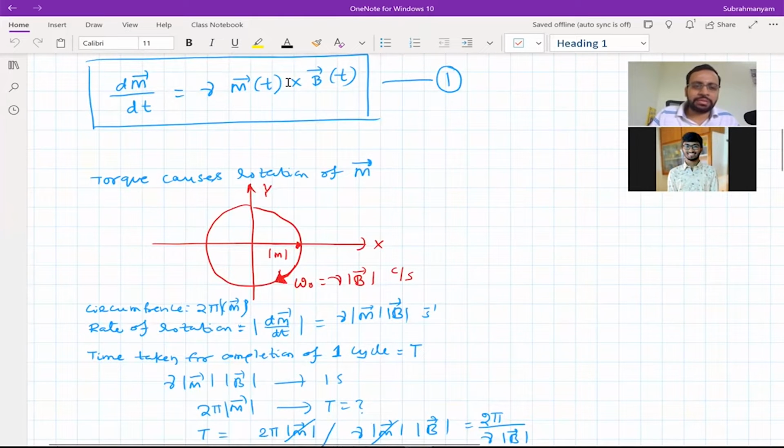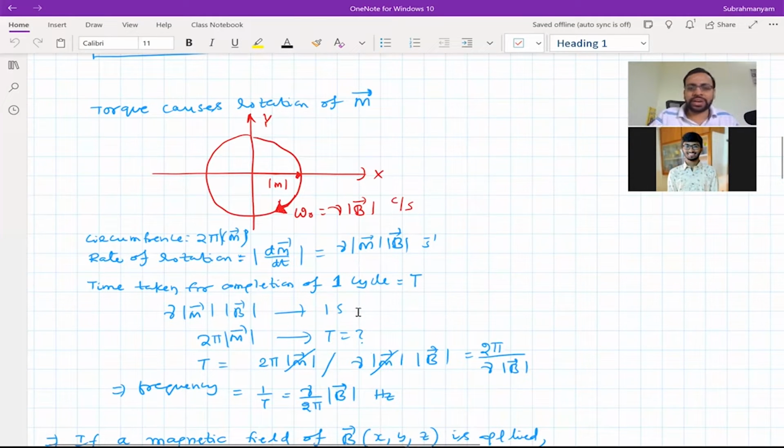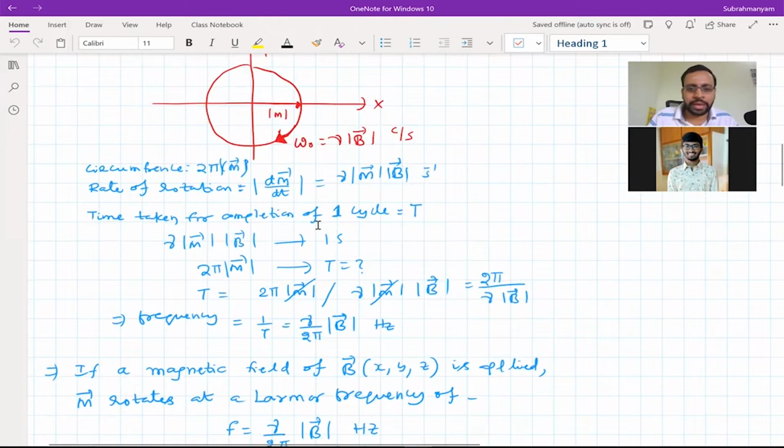So if you take 1 second, this is just for an intuition, although not rigorously correct. To cover 2 pi times the magnitude of M bar, which should give you the time taken for one rotation, because it has to travel on this locus, the circumference being 2 pi M bar. That would tell you the time it takes for completing one rotation would be 2 pi over gamma times the magnitude of B bar. And if you want the frequency in hertz, 1 by T, that would give you gamma by 2 pi times B bar. And if you want it in terms of radians, that would be gamma times B bar radians per second; 2 pi f would give you the radians.